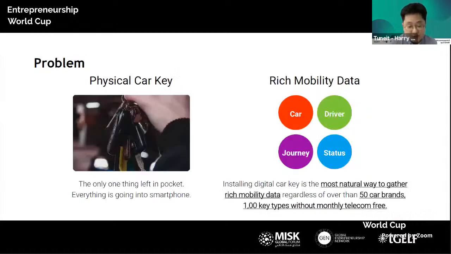And are you still carrying your car key in 2021? We are living in an era that almost everything in our pocket is finally becoming an app. A car key is the only thing left. Second question is, how can we gather rich mobility data naturally? Information about a journey, exact driver at that certain time, and the device status. And it should be regardless of brands, types of cars, whether it's a personal owned car or a fleet.